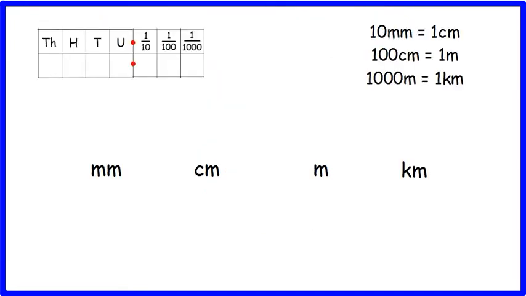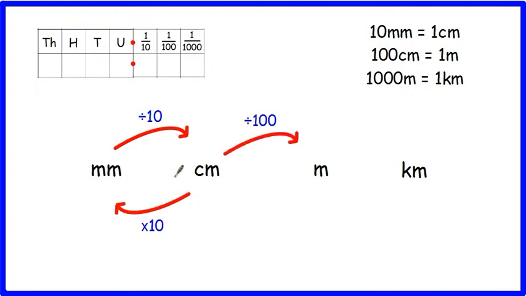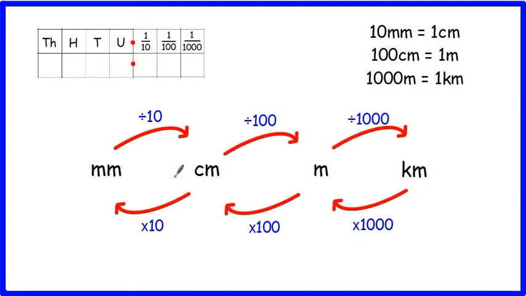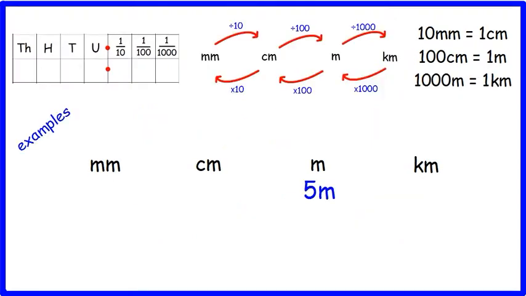Okay, so to get from one to the other, from millimeters to centimeters, you divide by 10. And then that must mean you multiply by 10 to go the opposite way. Divide by 100, multiply by 100, and divide by 1,000 and multiply by 1,000. Let's look at some examples here.